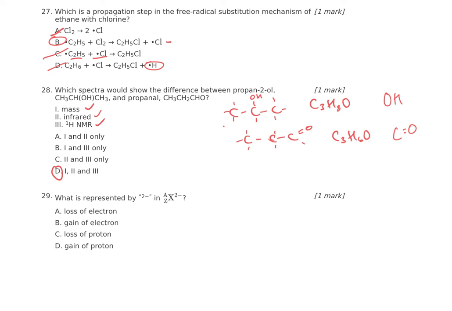29, what is represented by 2 minus? So it's gained negative electrons, so it'd be B, gain of electron. I mean, technically it's 2, but gain of electron.